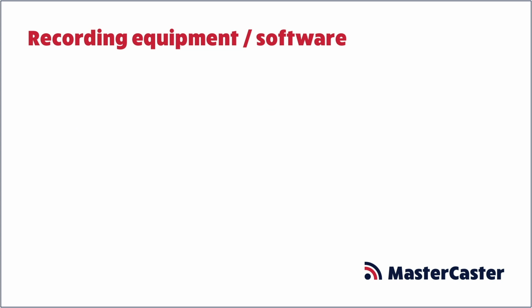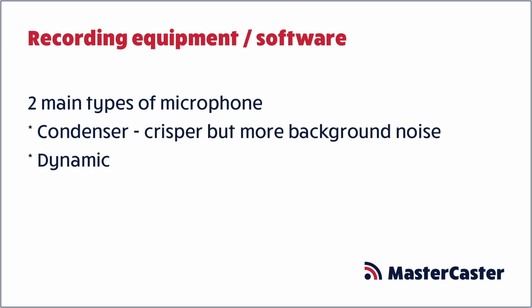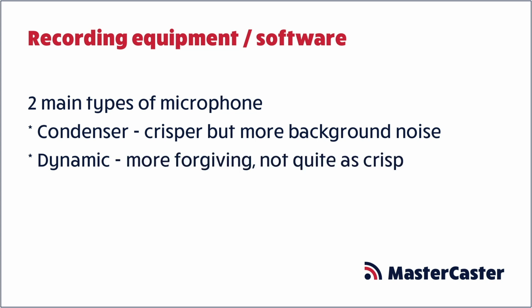Now that we've talked about the equipment that actually records the audio, we need to consider the microphones and other audio inputs you need, such as telephone lines, music tracks, etc. Before we get started, we should talk about the two main types of microphones that are available, condenser and dynamic. Without going into any great detail here, they're built differently and have different characteristics. In very broad terms, condenser mics typically produce a crisper sound, but also tend to pick up more background noise. Dynamic mics are generally more forgiving, although not quite as crisp.